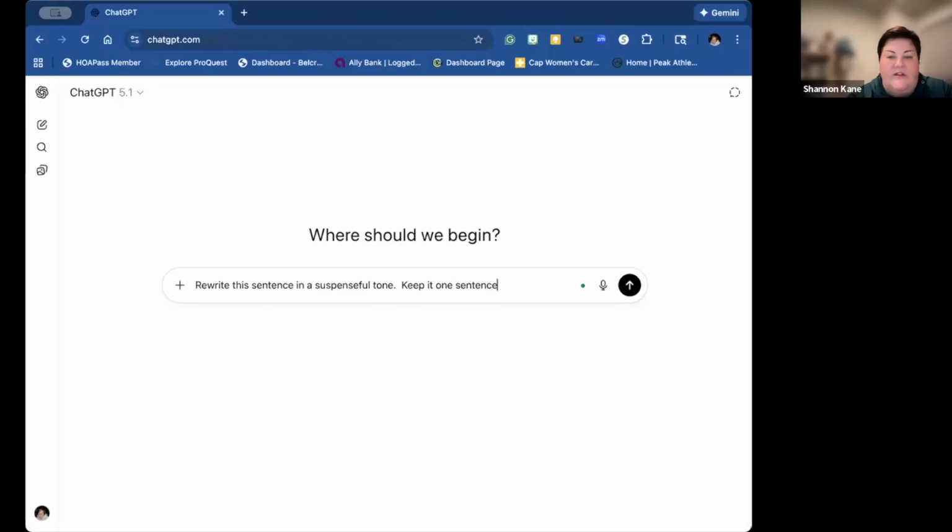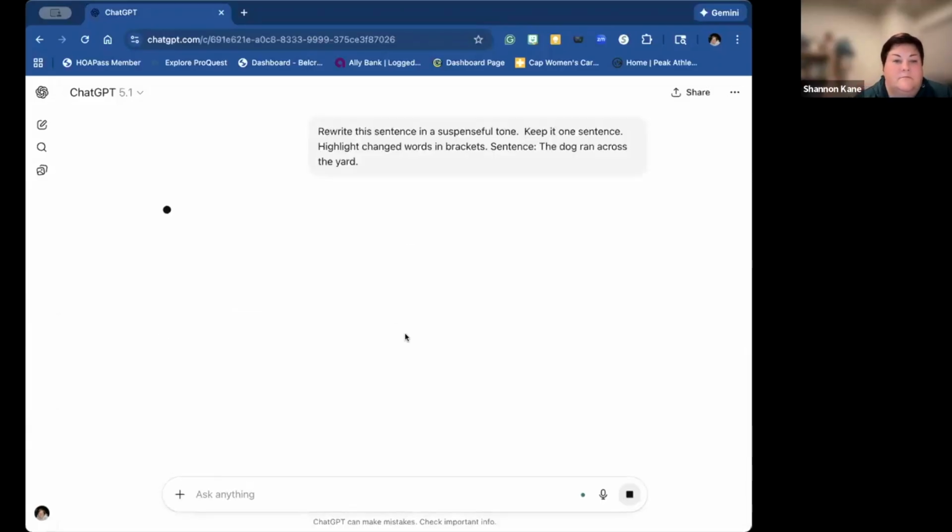Because the original is one sentence. And we want it to highlight changed words in brackets because we want to be able to notice the difference, right? So here's the sentence that we're going to use. The dog ran across the yard. All right, let's see what it gives us. Ooh. The dog lurched across the yard as a strange stillness settled behind it.